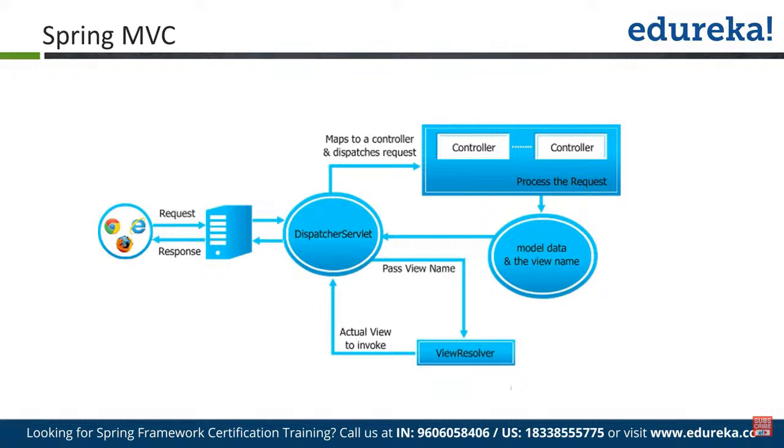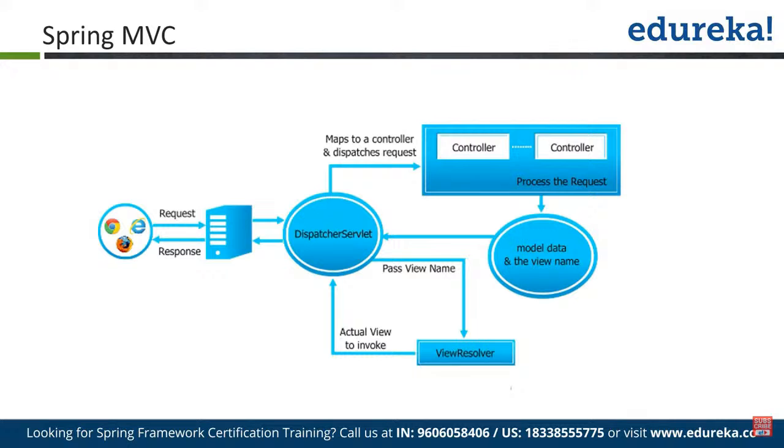In terms of request or response for any Spring MVC application, the single point of contact is the dispatcher servlet. So always remember, thumb rule, the starting point for any Spring web application is the dispatcher servlet. The rest, everything comes after that. So if you see here, request is coming to your dispatcher servlet. Dispatcher servlet maps the incoming requests to the controller and then dispatches the request to the specific controller.